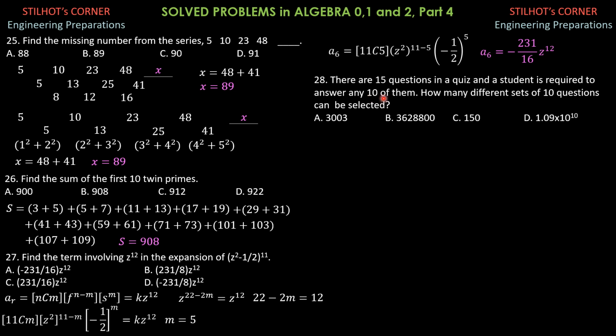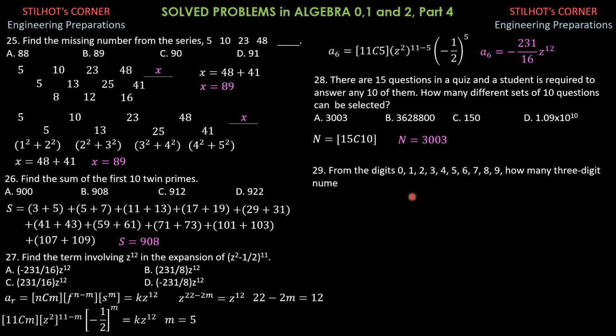So this is combinations, not permutations, because questions 1 to 10 is the same as 10, 9, 8, 7, 6, 5, 4, 3, 2, 1. It's the same combination as long as the numbering is the same. So again, n is equal to 15 combination 10, and that is equal to 3003. So there are 3003 different sets of 10 questions from 15 that can be selected.